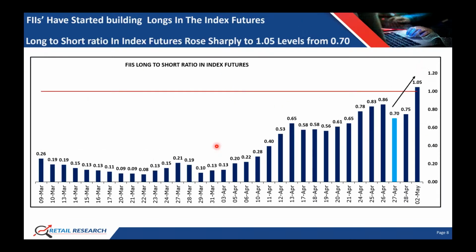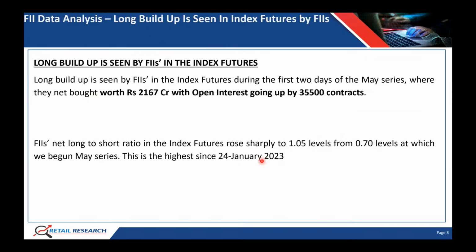What are FIs up to? From January, we have been telling you that the FIs were short on the market. They were extremely short. In the beginning of the April series, we also said that they will have to cover their shorts, and they have eventually covered. Now in this series, they have become buyers. They have bought about 2,167 crore worth of index futures, and their open interest has gone up by 35,000 contracts.